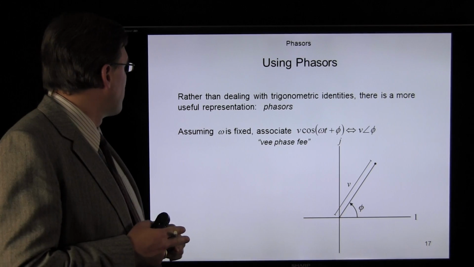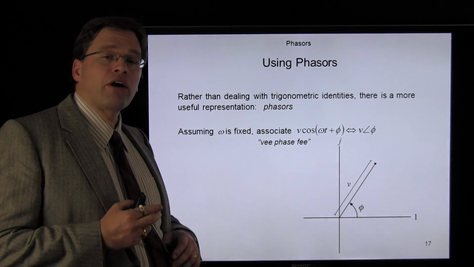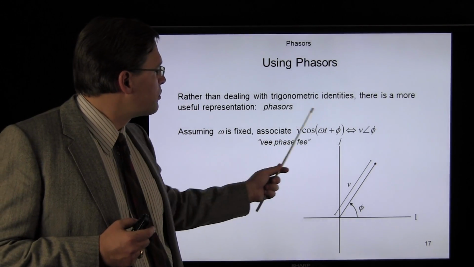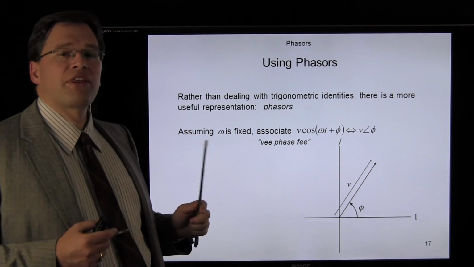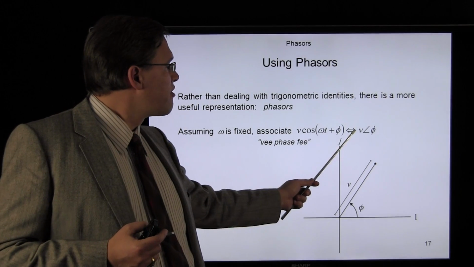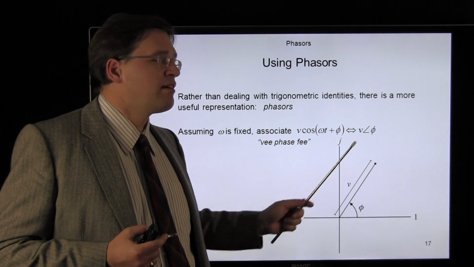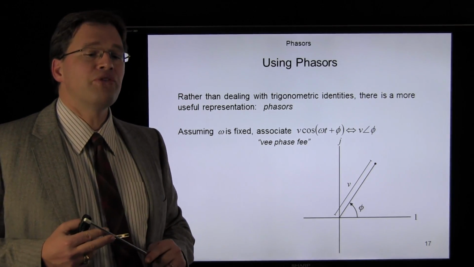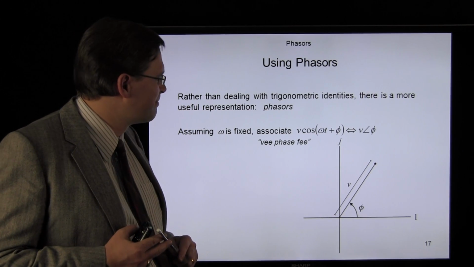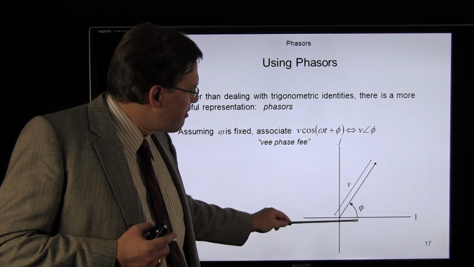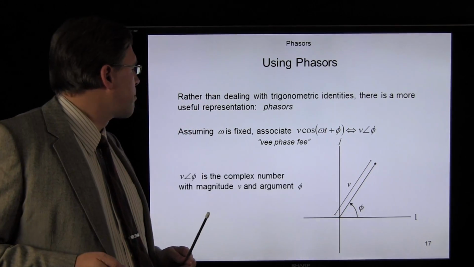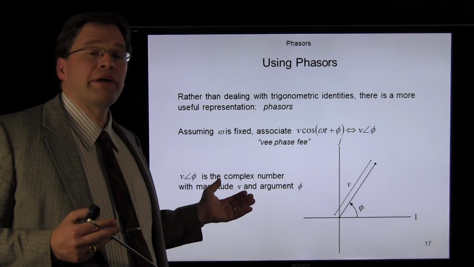That is our phasor, and assuming that our angular frequency is fixed, I'm just going to associate nu cos of omega t plus phi with the complex phasor nu phase phi, sorry. Nu is the length, phi is the angle. So there is my complex number.